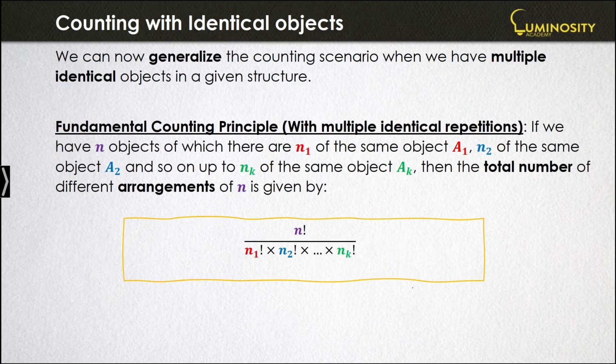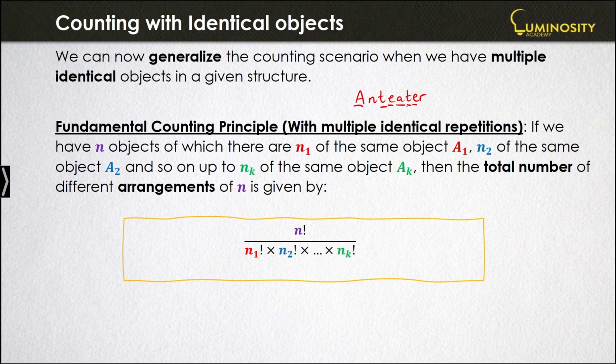So we can generalize that counting scenario when we have multiple identical objects in a given structure. This is an extension of the fundamental counting principle with multiple identical repetitions. For example, you could have a word like the word anteater. Then you've got 2 A's, 2 E's, and 2 T's. So there are multiple identical repetitions.